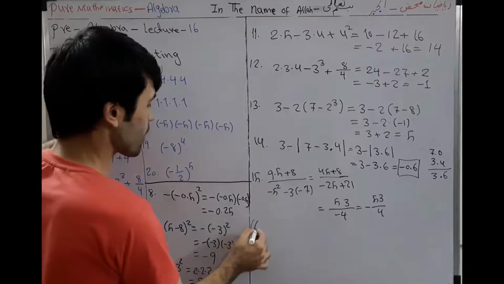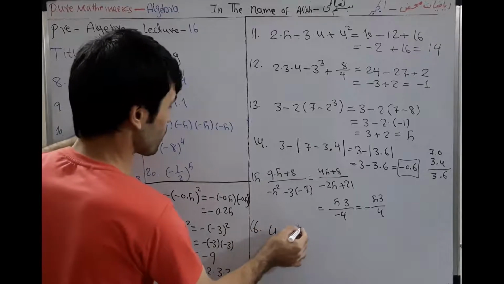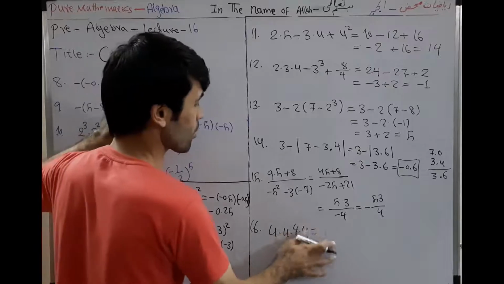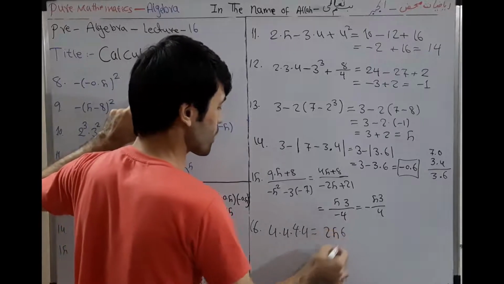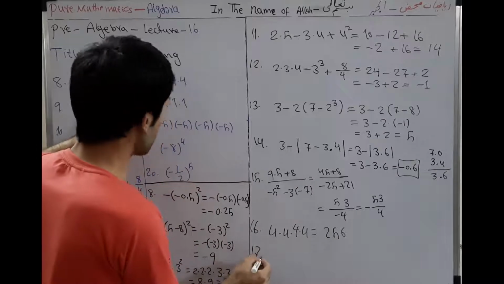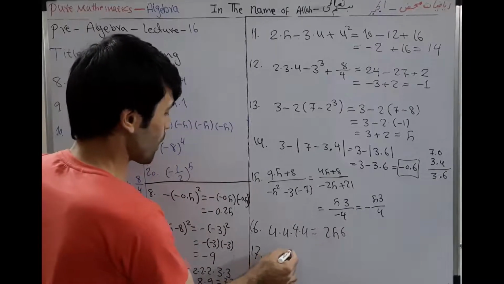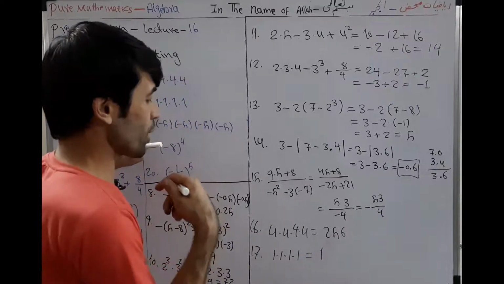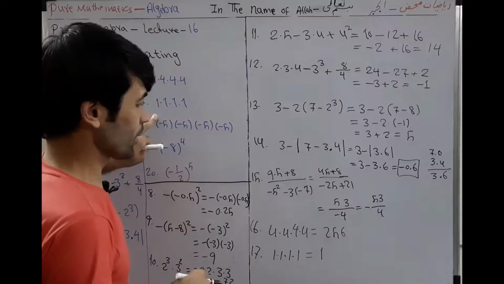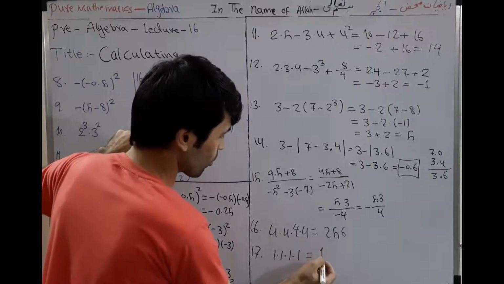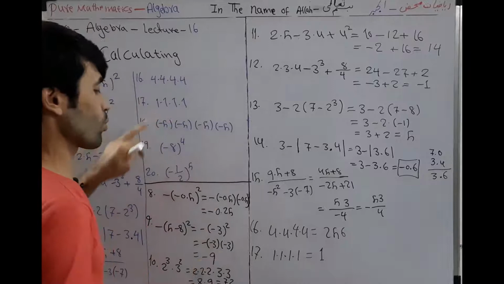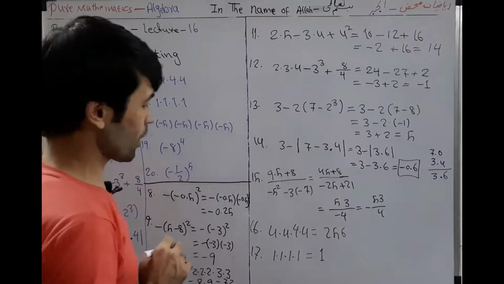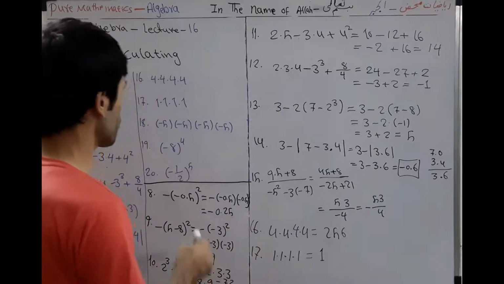Number 16: 4 multiplied by 4 multiplied by 4 multiplied by 4 is equal to 256. Number 17: 1 multiplied by 1 multiplied by 1, 4 times, is equal to 1. 1 multiplied by itself is equal to 1, whether 100 times or 1000 times. If 1 is multiplied by itself, it is equal to 1.